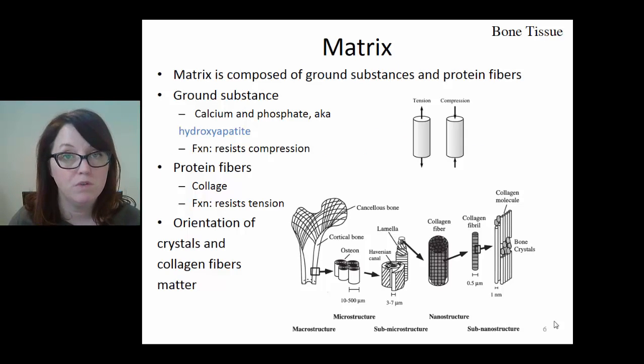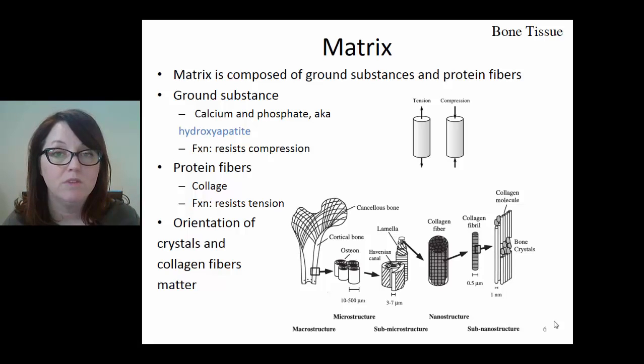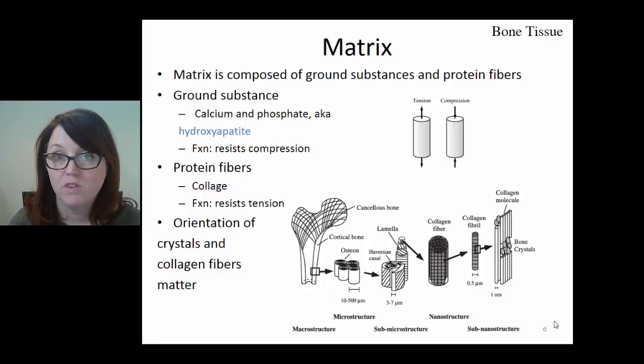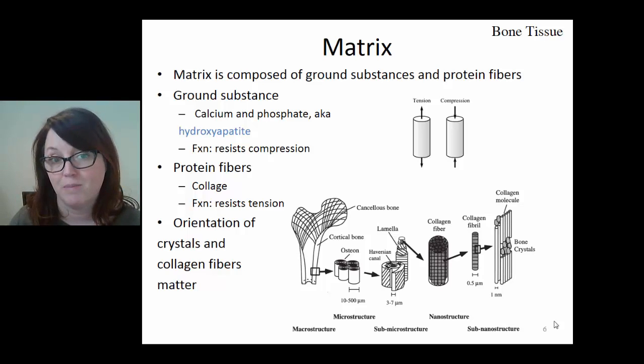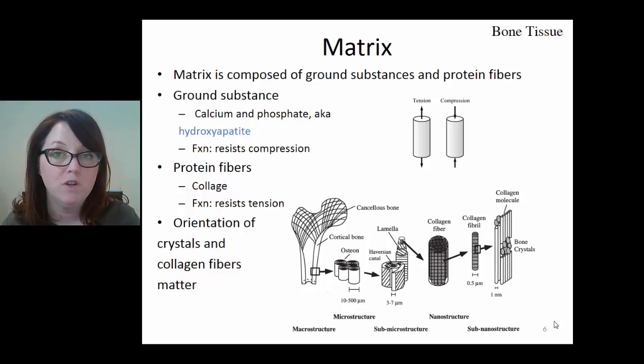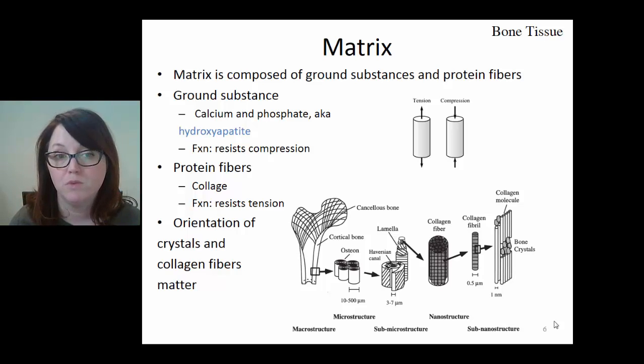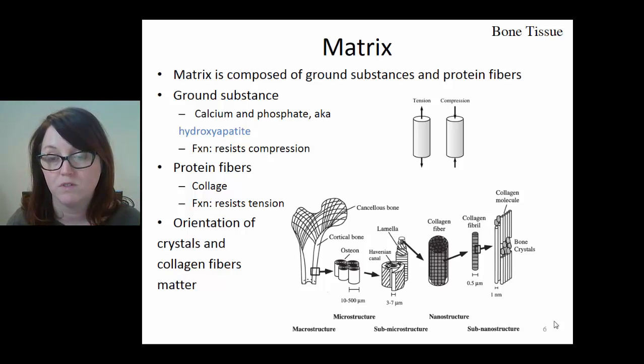Matrix is composed of 2 things, a ground substance and protein fibers. The ground substance of bone matrix is actually the calcium and the phosphate. So the ground substance is the mineralized inorganic compounds like calcium and phosphate. Collectively, we refer to this as hydroxyapatite. The function of the ground substance of bone is to resist compression forces. Right?